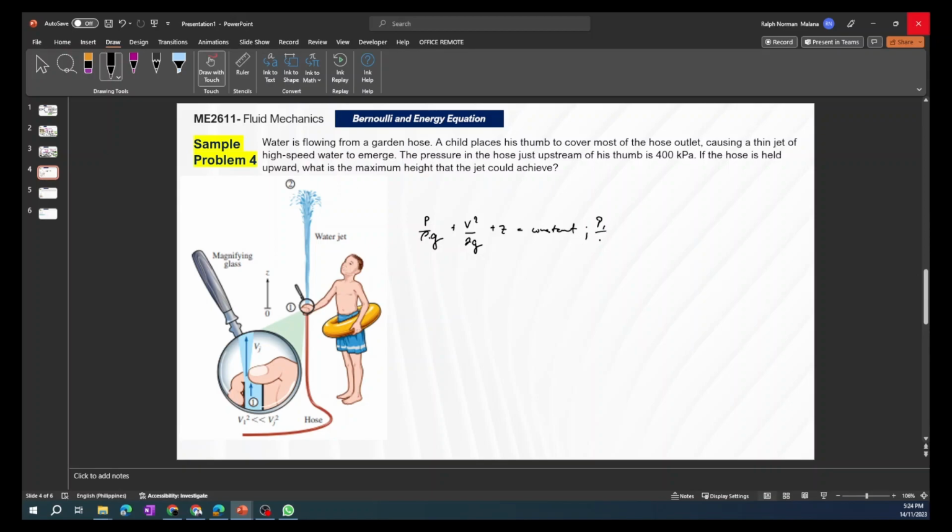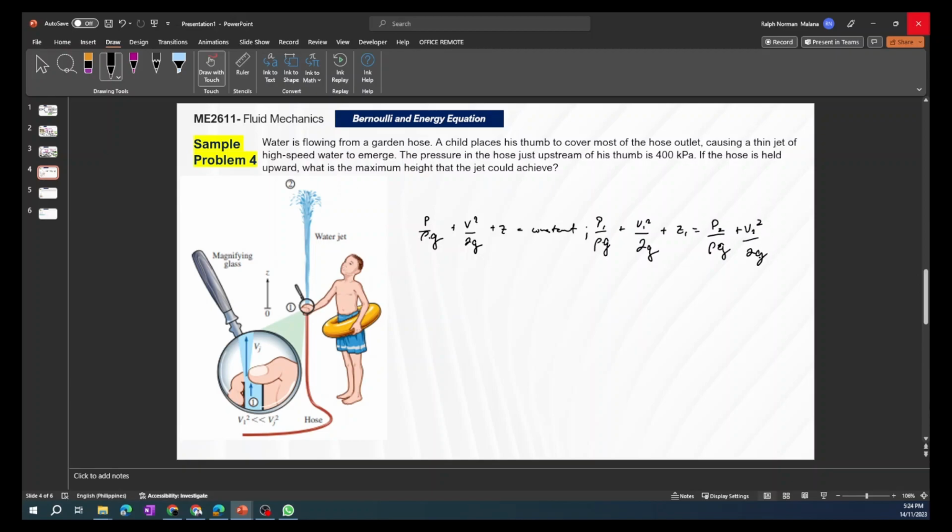represent the 2 points as P1 over density g plus V1 squared over 2g plus Z1. So this is in head form. Basically, we're writing this in head form, as you can see here. And then this is going to be equal to P2 over density g plus V2 squared over 2g plus Z2.